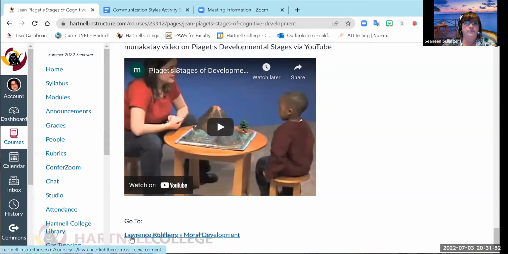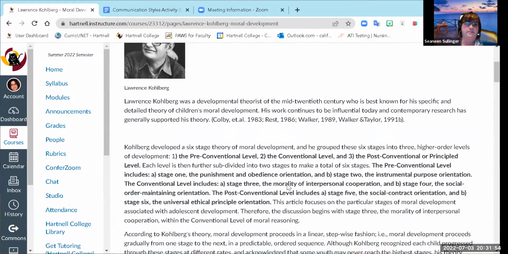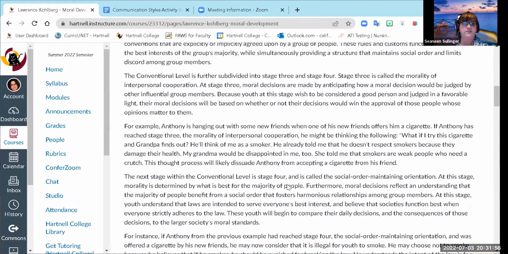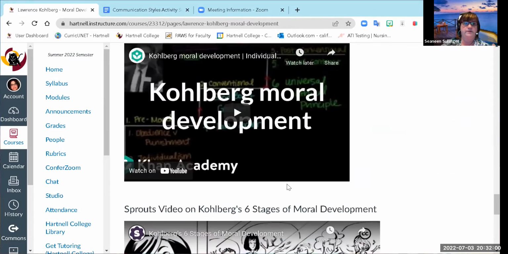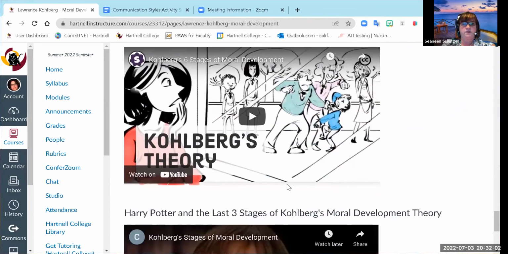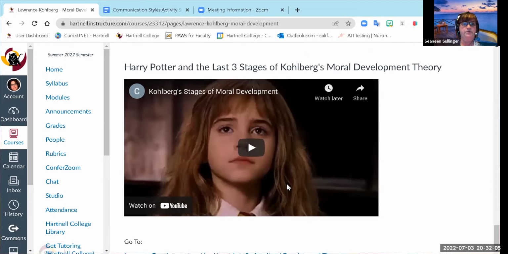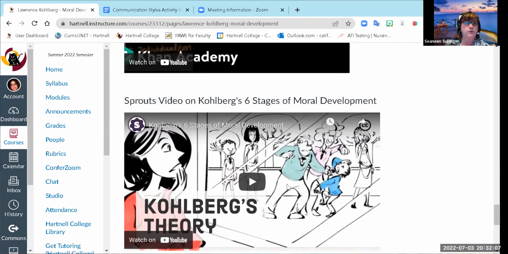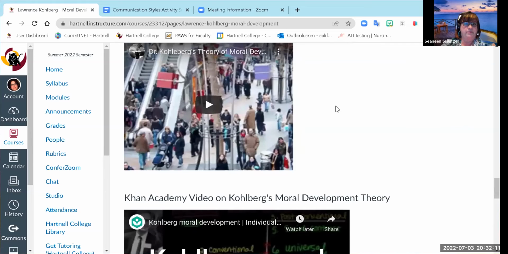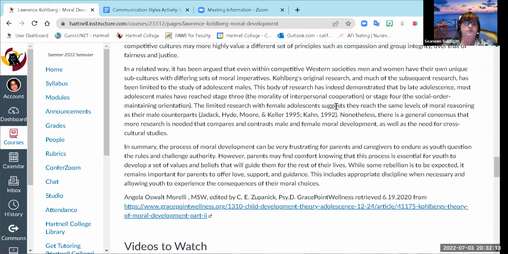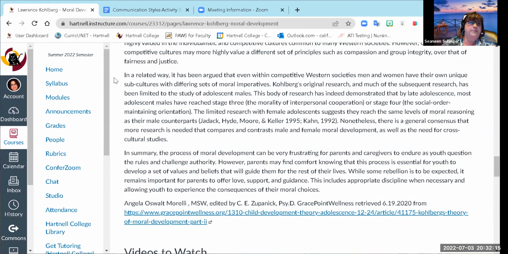So Kohlberg would be the next theorist, and he talks about moral development in different stages. And then at the bottom of the page, there's usually a couple of videos, whichever ones you think might help you. And you basically just work your way through all of the pages to learn about the theorists who you will use later on in your developmental paper.